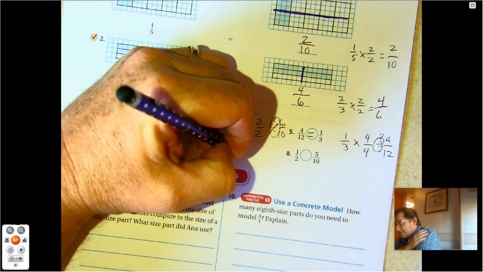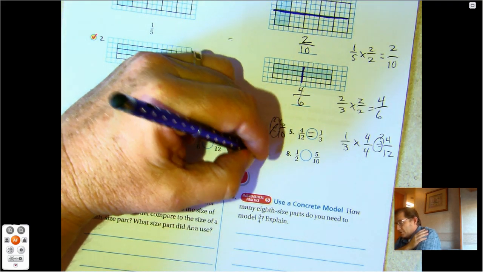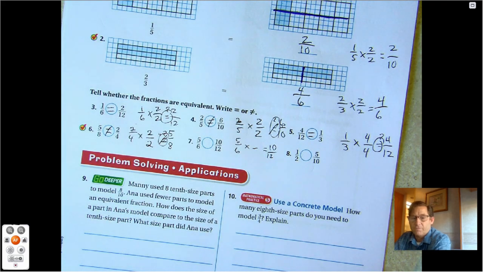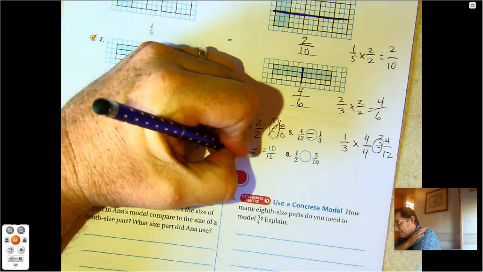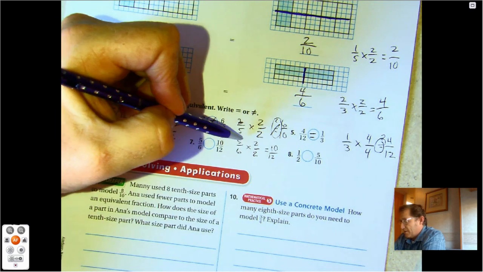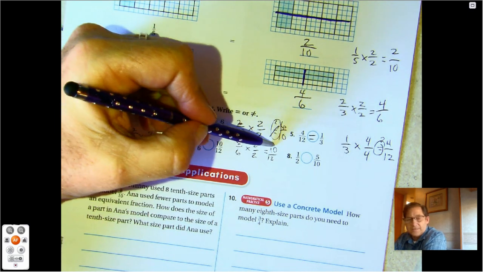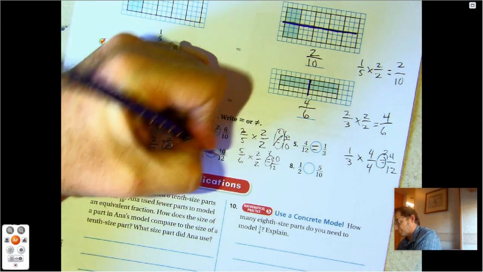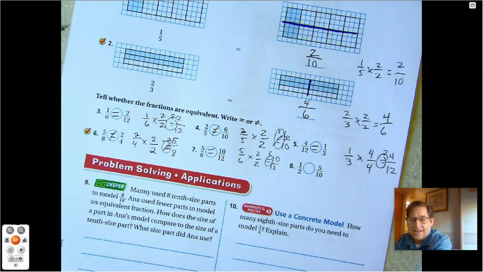5/6 times something equals 10/12. Well, if I multiply the sixths by 2, I'd have 12 equal parts. If I multiply the numerator by 5, I'd also get 10 parts. So this is true, because 5 times 2 is 10, and 6 times 2 is 12.